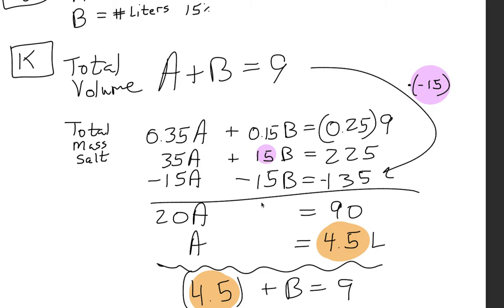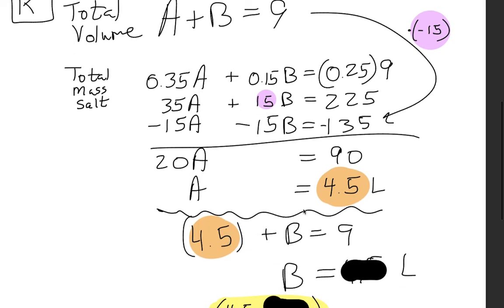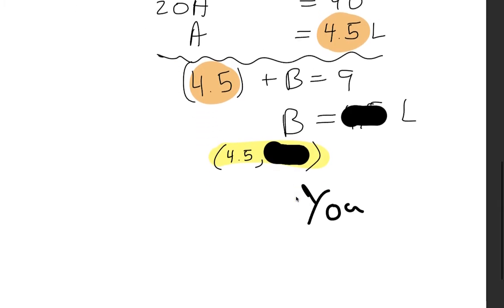If you were to add them up, you get 0 down here. So basically 20A plus 0 is equal to 90. Dividing both sides by 20, you get 4.5 liters. A is 4.5 liters, so you can use that information in the original: 4.5 plus B is equal to 9. I'd like you to figure out what B is.